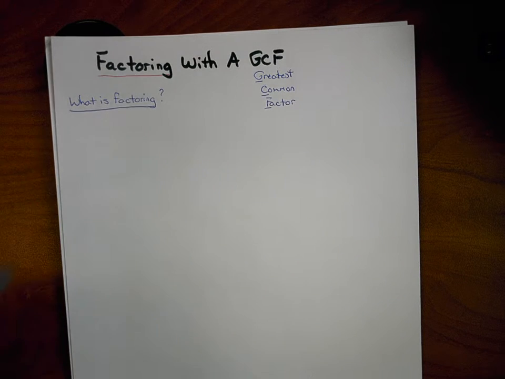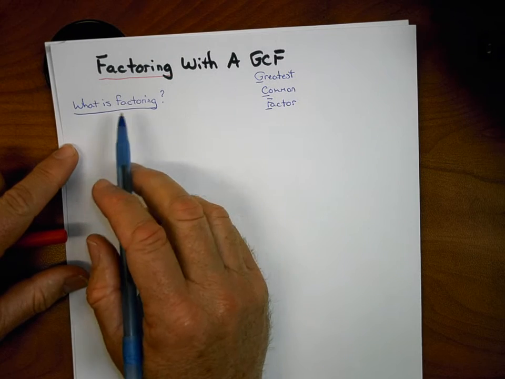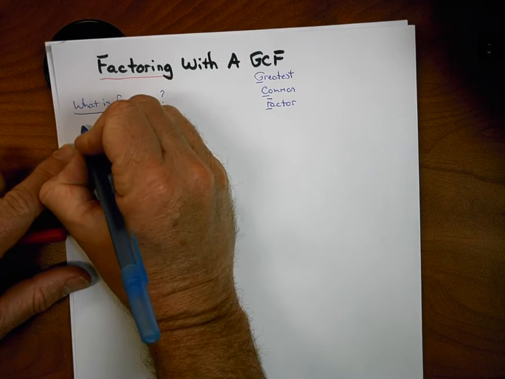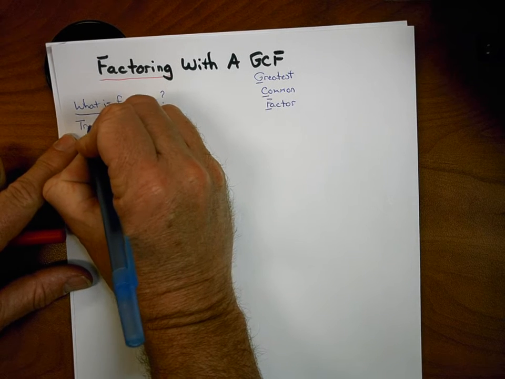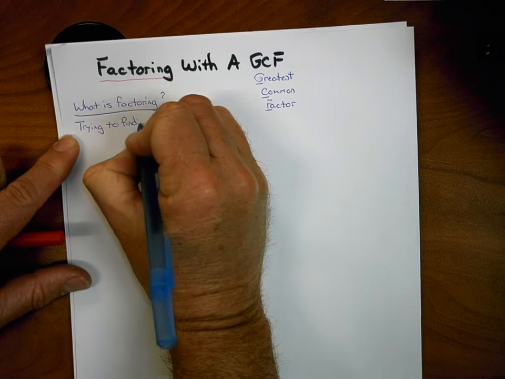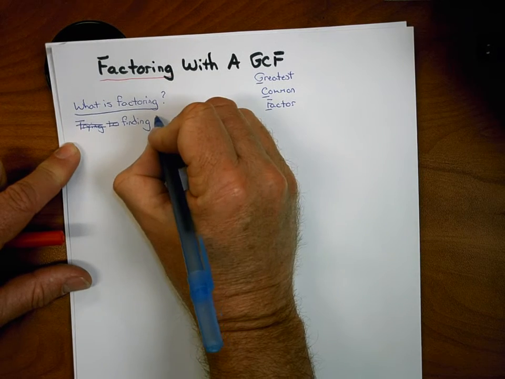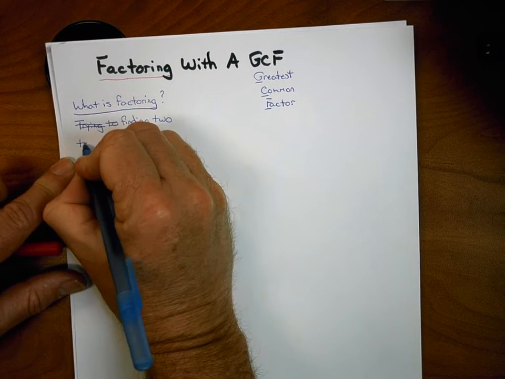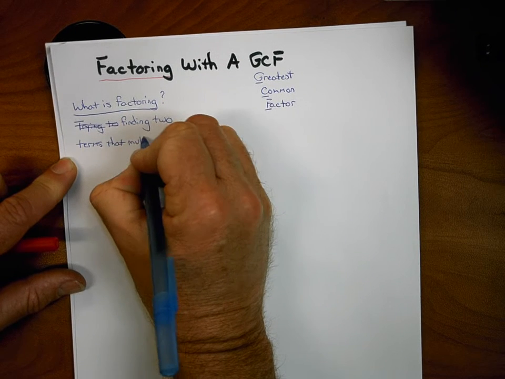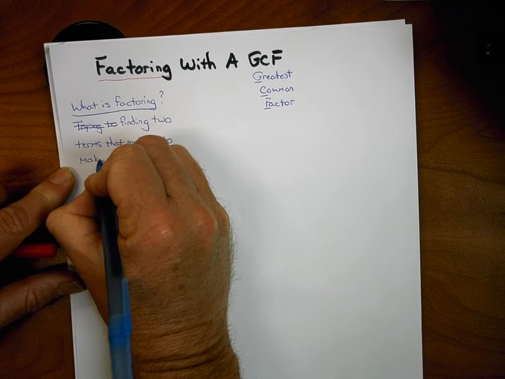Factoring is a mathematical concept in which you're going to be figuring out what two terms multiply to make a given term. So what is factoring? It is finding two terms that multiply to make a given term.